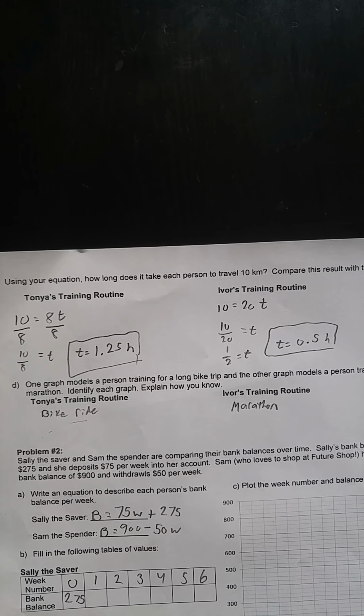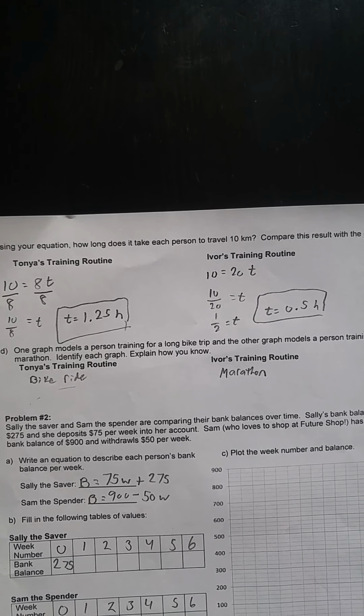Next problem, Sally the saver and Sam the spender. They're comparing bank accounts over time. Sally's bank balance is $275 and she deposits $75 per week. And Sam has $900 and he withdraws $50 per week. So here are the equations. Sally starts with $275 and she's adding $75 more per week. Sam starts with $900, but he's taking away $50 per week. So we have to start with our table of values here.